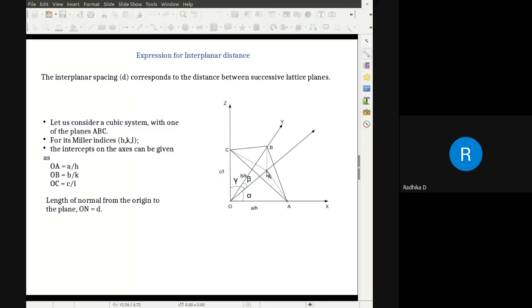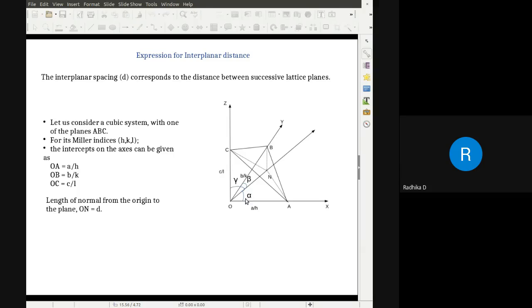Then draw a normal to this plane, which is actually the interplanar distance. So this distance ON is equal to D. This is given by the letter D, the interplanar distance, the distance between successive nearby planes. From this point N, draw dotted lines to the points A, B, and C. Connect all three.